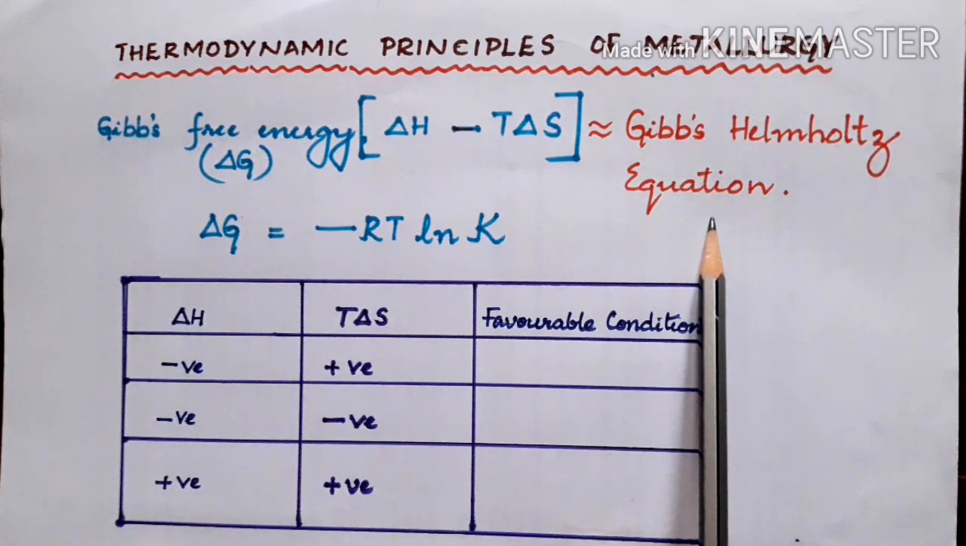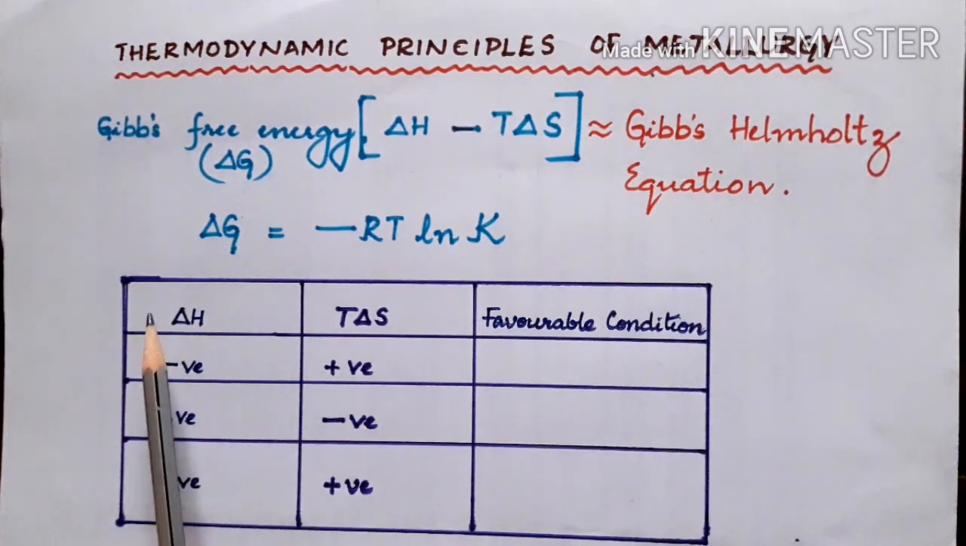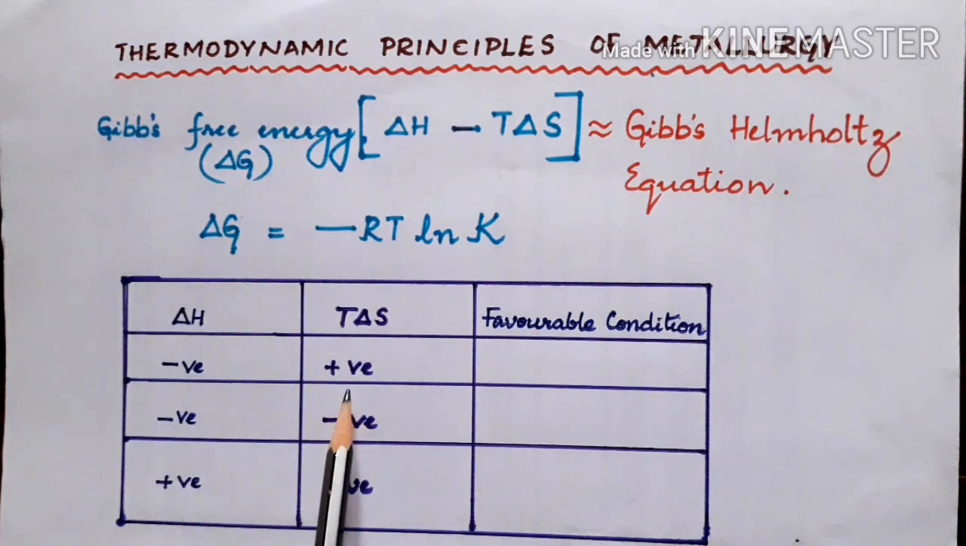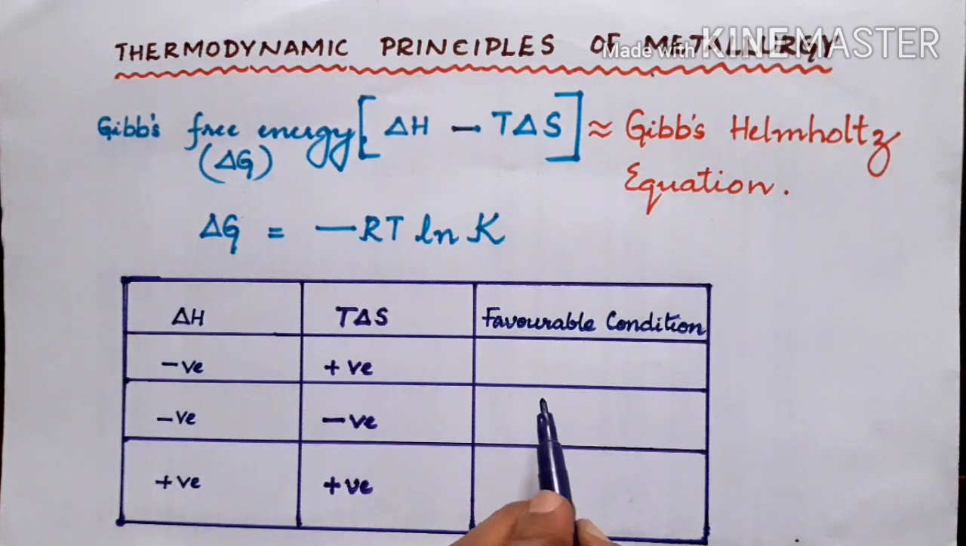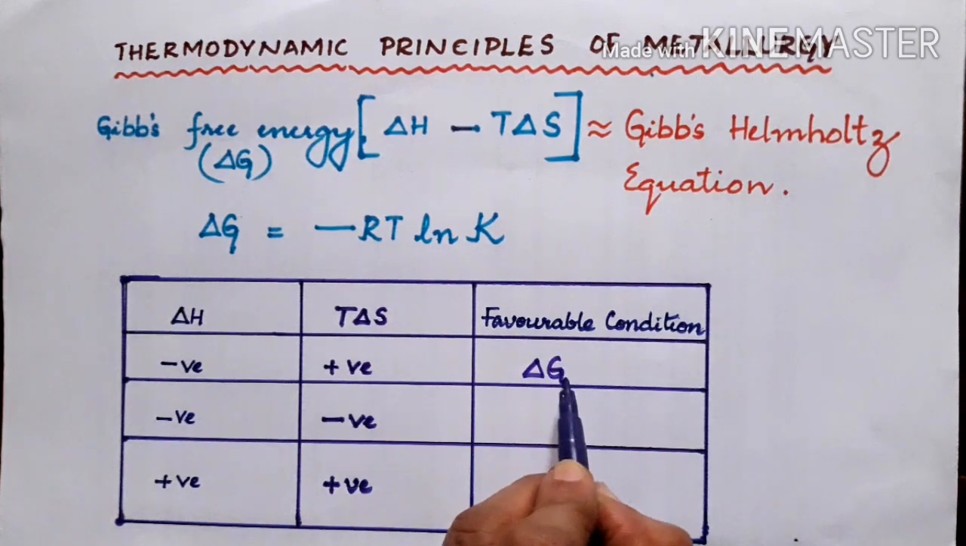We'll come to the conditions of the Gibbs-Helmholtz equation. When will it become spontaneous? Suppose delta H is negative and T delta S is positive. We say that under that condition delta G becomes negative.